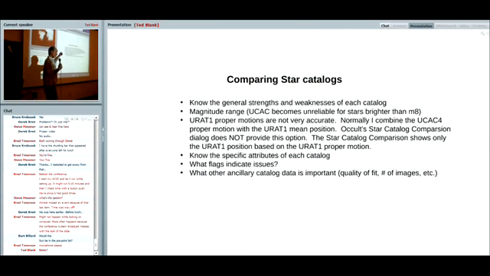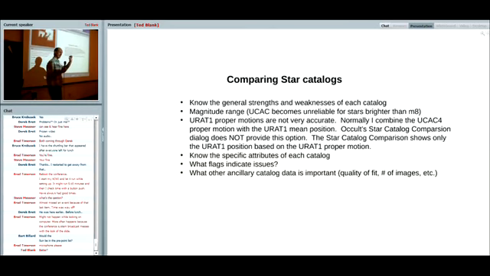Knowing the specific attributes of each catalog, it's good to know what flags are important in each catalog, so you know when there might be a catalog that has a significant issue, and you should just say, okay, forget about that catalog. I shouldn't even be considering that when I'm looking at the catalogs and trying to understand how good the star position is. It always feels good when the catalogs all yield very similar positions. That's a good thing, but that doesn't happen very often. Normally, you're seeing a lot of variation.